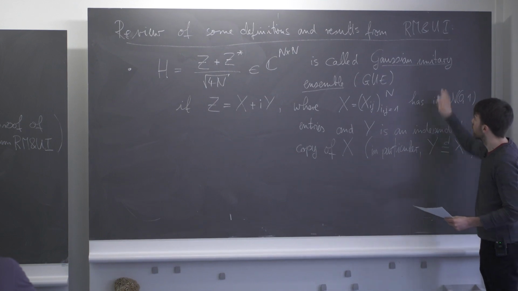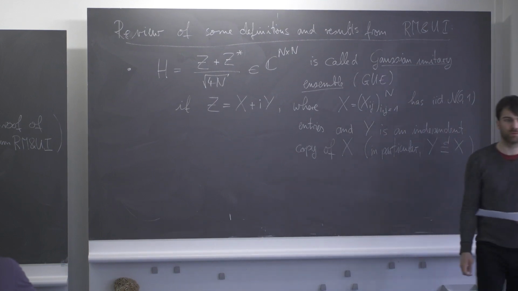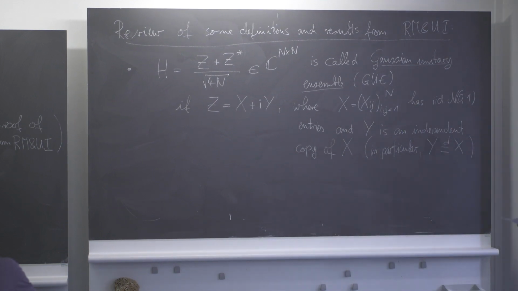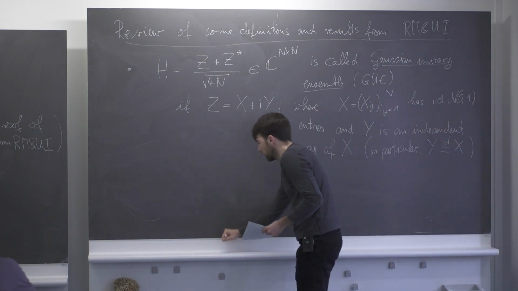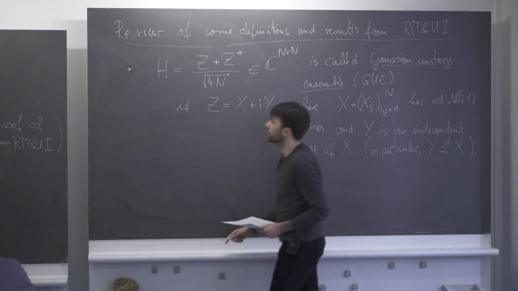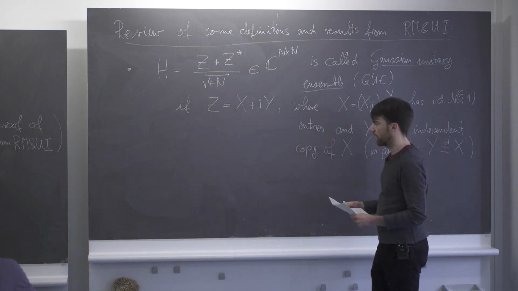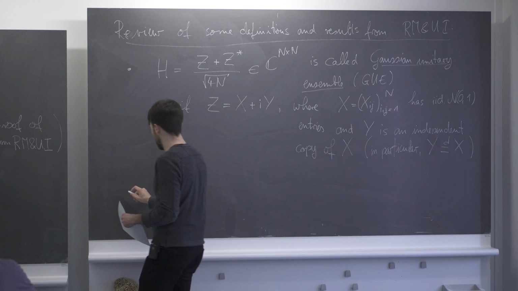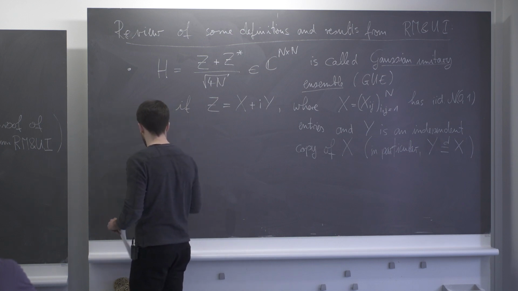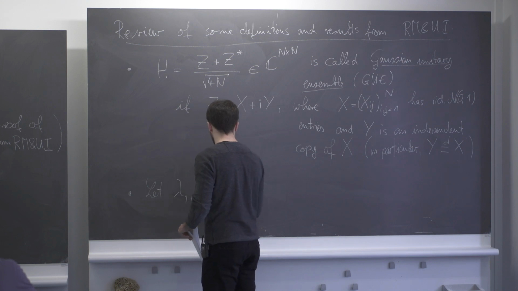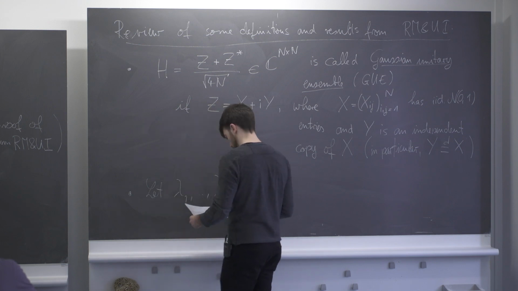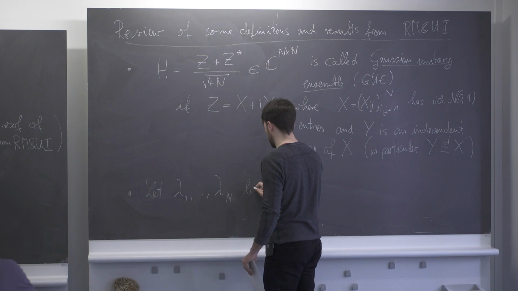Okay, so that's one basic type of matrix we looked at last semester, and then of course what we were interested in are various distributions of the eigenvalues. So I denoted them by lambda. So let lambda_1 up to lambda_n be the eigenvalues of H.